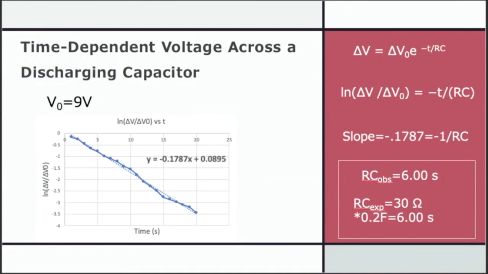The expected RC value is computed as the product of the resistance and capacitance and is also found to be 6 seconds. Thus, the percent difference between the two values is 0%.